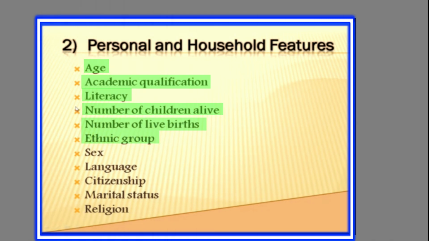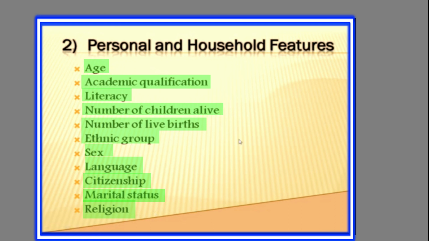Ethnic group: which ethnic group do I belong to? Sex: what's my gender? Language: which language do I speak, or what's my mother tongue? Citizenship: which citizen am I, of which country? Marital status: am I single, married, widowed, or divorced? Religion: which religion do I follow?